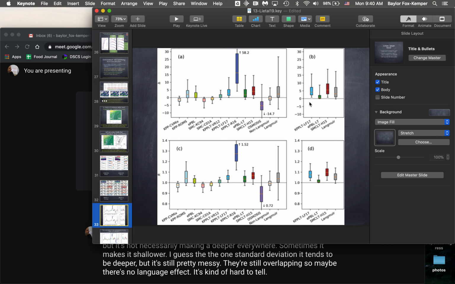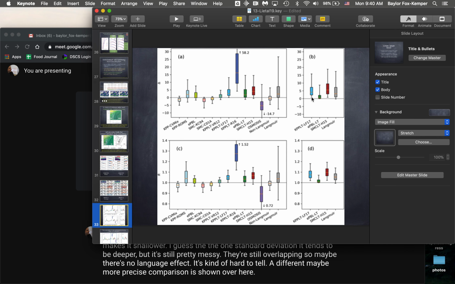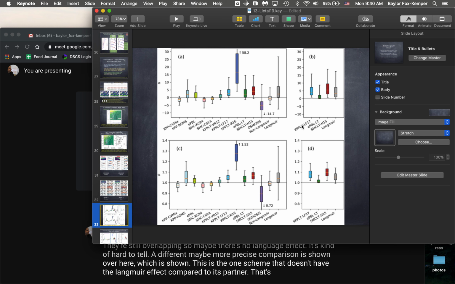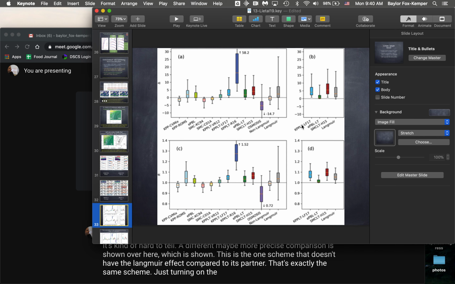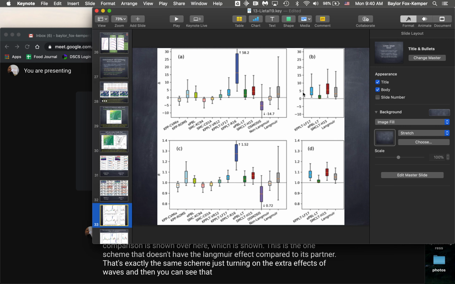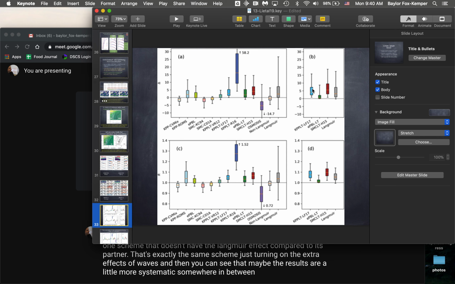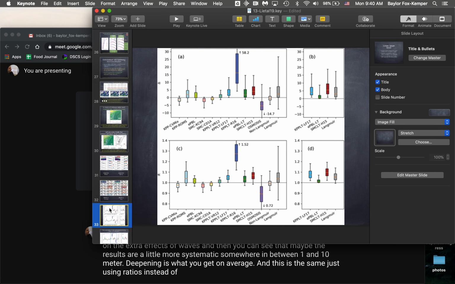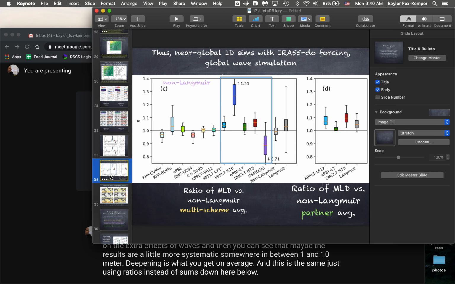A different, maybe more precise comparison is shown over here. This is the one scheme that doesn't have the Langmuir effect compared to its partner that's exactly the same scheme, just turning on the extra effects of waves. And then you can see that maybe the results are a little more systematic, somewhere in between 1 and 10 meter deepening is what you get on average. And this is the same, just using ratios instead of sums down here below.